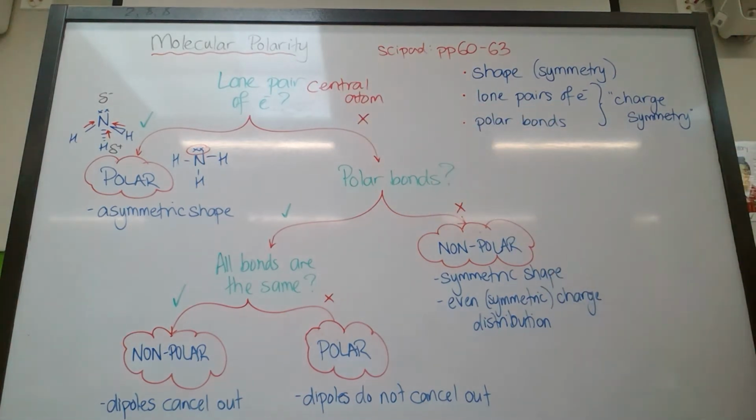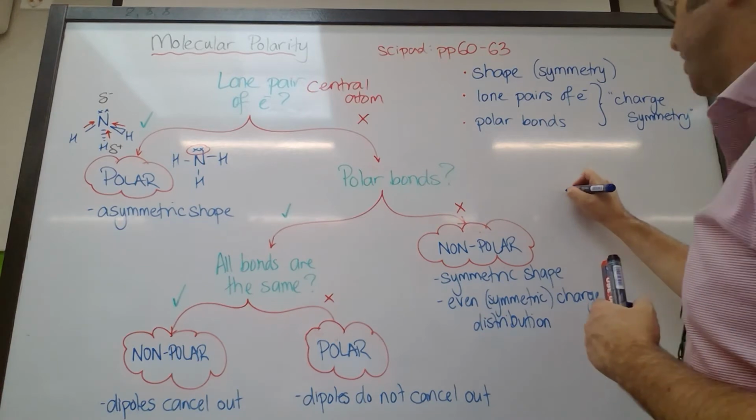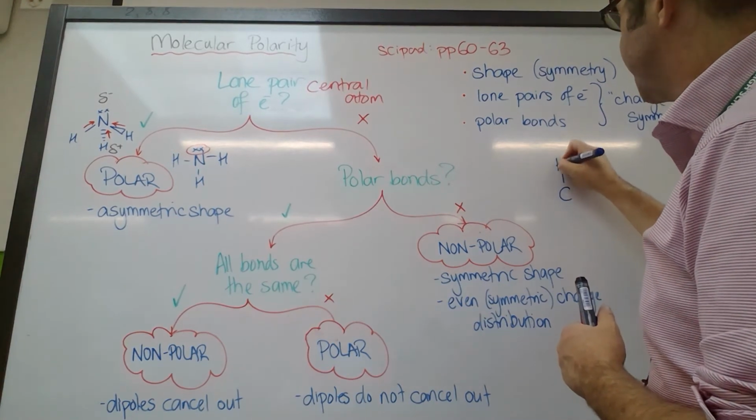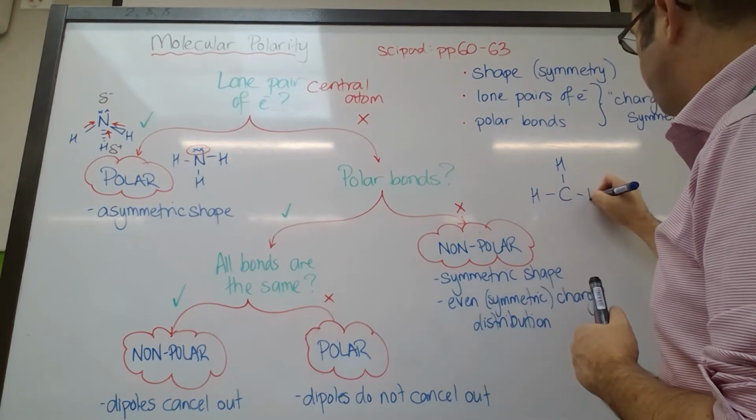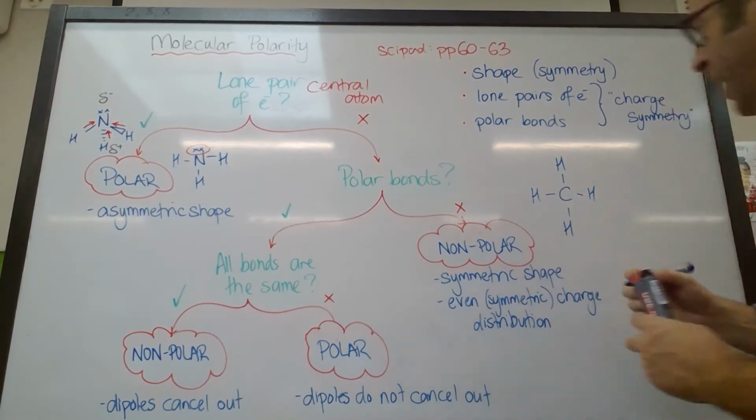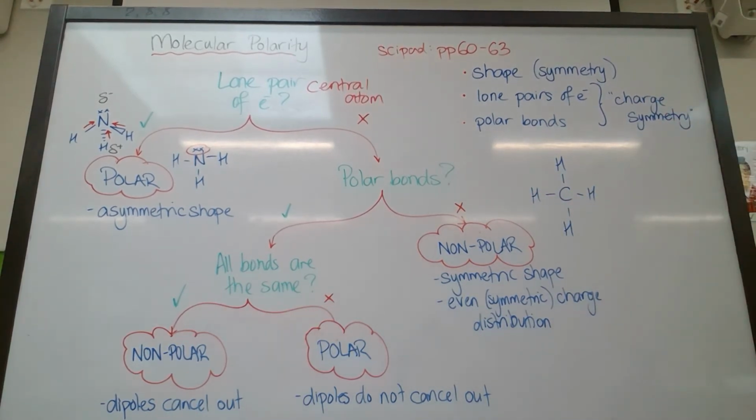Okay, so it does have symmetry of shape. And because there's no polar bonds in it, then all of the charge is distributed evenly because each atom is holding on to the electrons for the same amount of time. Now, the one I'm going to draw here has technically got polar bonds, but the difference in the electronegativity is so small that we sometimes consider it to be non-polar. And that's methane. Here's the Lewis structure.